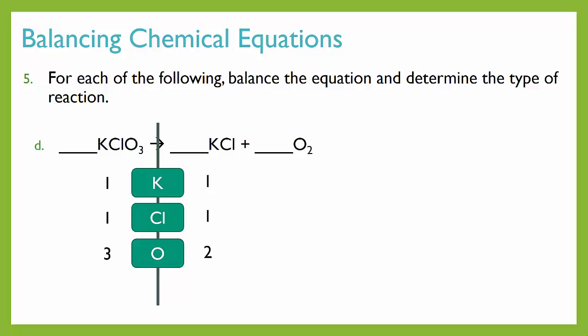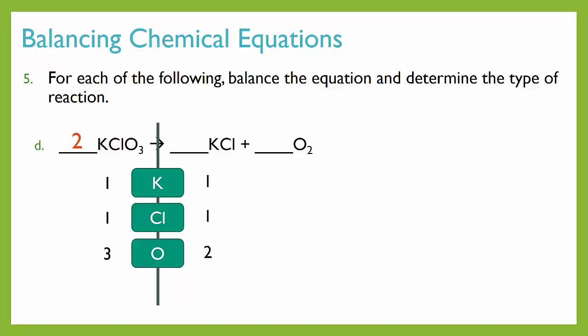So once again, we're faced with a situation where we don't have 1 on the side that is in balance. We've got 3 and 2. So for those 2 numbers, we've got to think about what the least common denominator is, and that's going to be 6. So we're going to aim to have 6 oxygens on both sides.